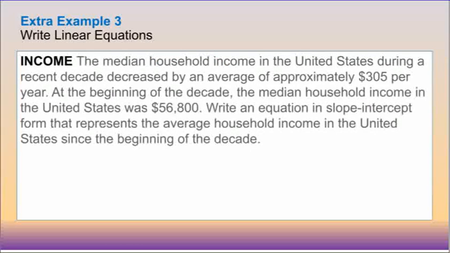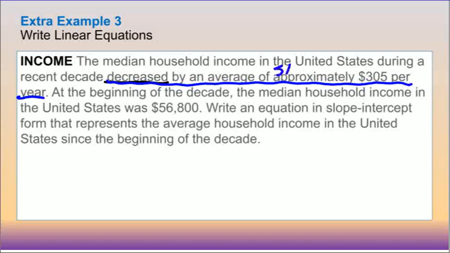Another example, the median household income in the United States during the recent decade decreased. So that means it's going down, which means we have a negative slope, by an average of $305 per year. At the beginning of the decade, the median household income in the United States was $56,800. Write an equation in slope-intercept form that represents the average household income in the United States since the beginning of the decade. So decrease by an average of 305 per year.